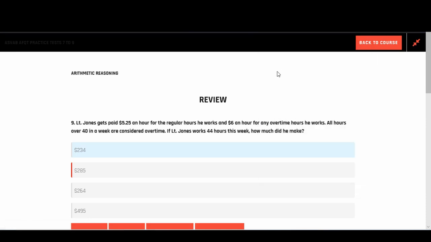Okay, finally a normal problem. Number 9 says Lieutenant Jones gets paid $5.25 an hour for regular hours he works and $6 an hour for any overtime he works. All hours over 40 in a week are considered overtime. If Lieutenant Jones works 44 hours this week, how much did he make? So we know 40 is going to be paid at a rate of $5.25 an hour. And we know those 4 additional overtime hours are going to be paid at a rate of $6 an hour.